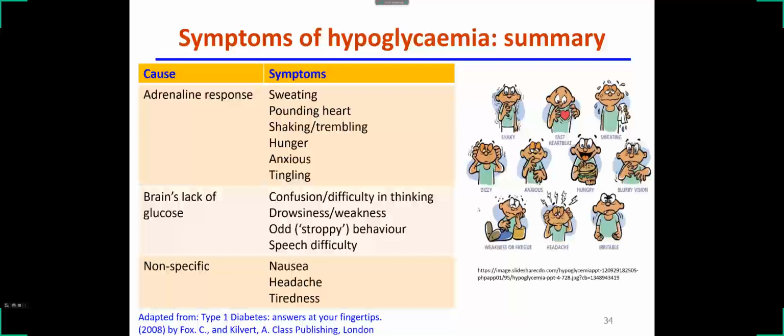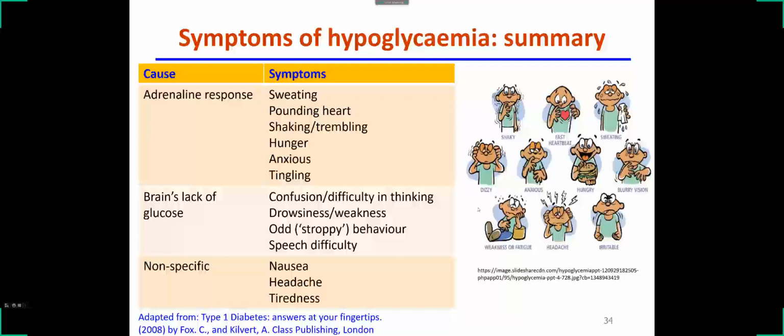What are some of these responses caused by? The sweating, pounding heart, shaking, trembling, hunger, anxiety, and tingling all come from the adrenaline receptor responses, the release of adrenal compounds. The lack of glucose is what causes the confusion, drowsiness, weakness, odd behavior, and speech difficulty. And then the other non-specific symptoms, which you can't pin down to one hormone per se, are the nausea, headache, and tiredness.